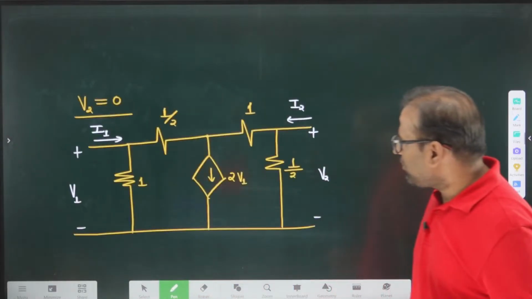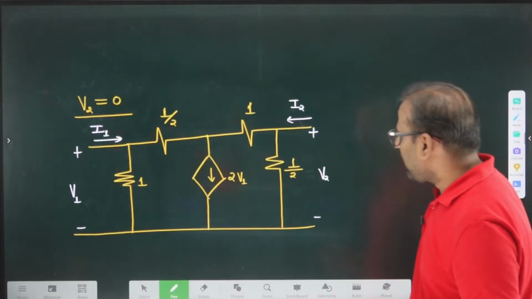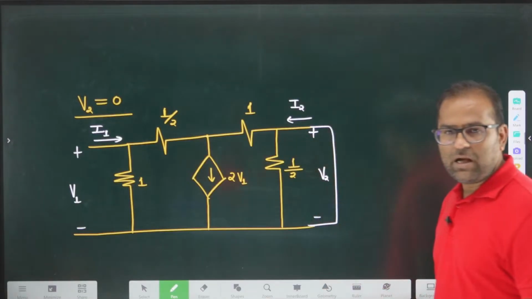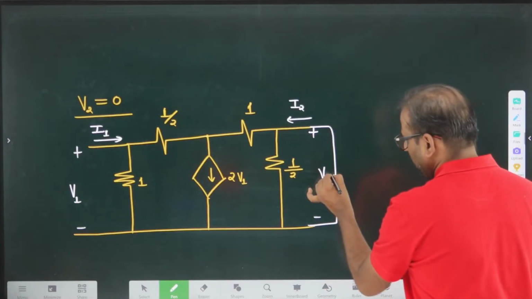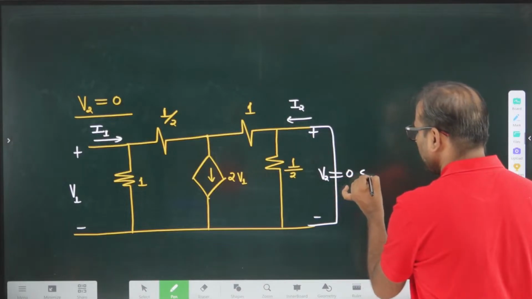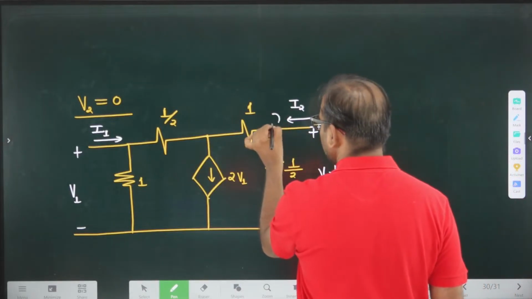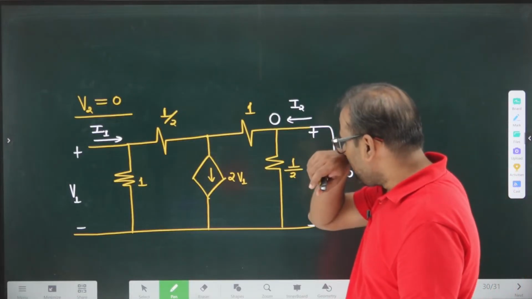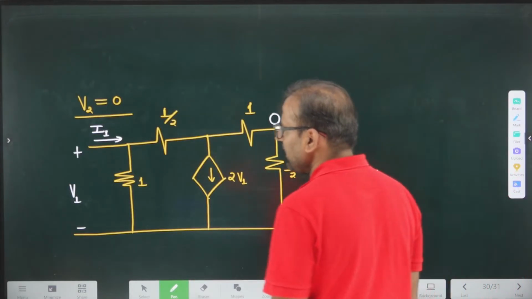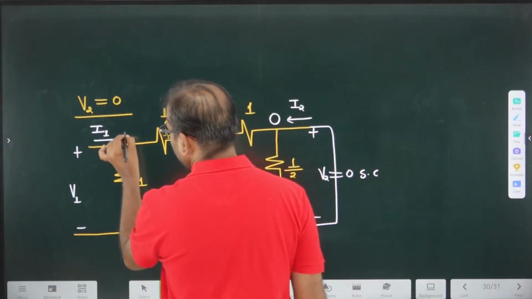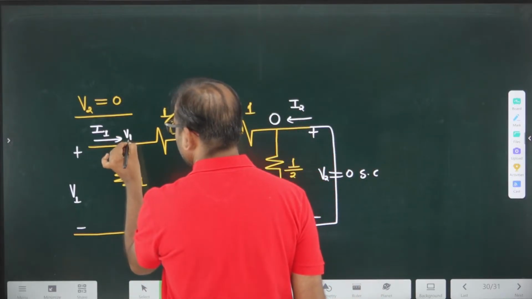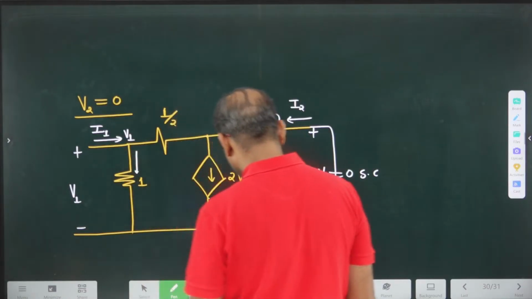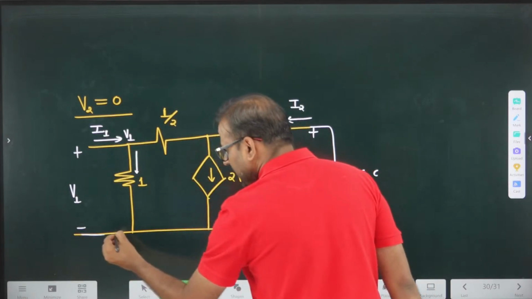Our agenda is to make V2 equal to 0. So I am applying a short circuit here. If I make V2 a short circuit, what is the potential here? The potential here is 0. If the potential here is 0, what is this value? This potential value is V1. If this value is V1, what is the value going inside this? How much current will go through the 1 ohm?